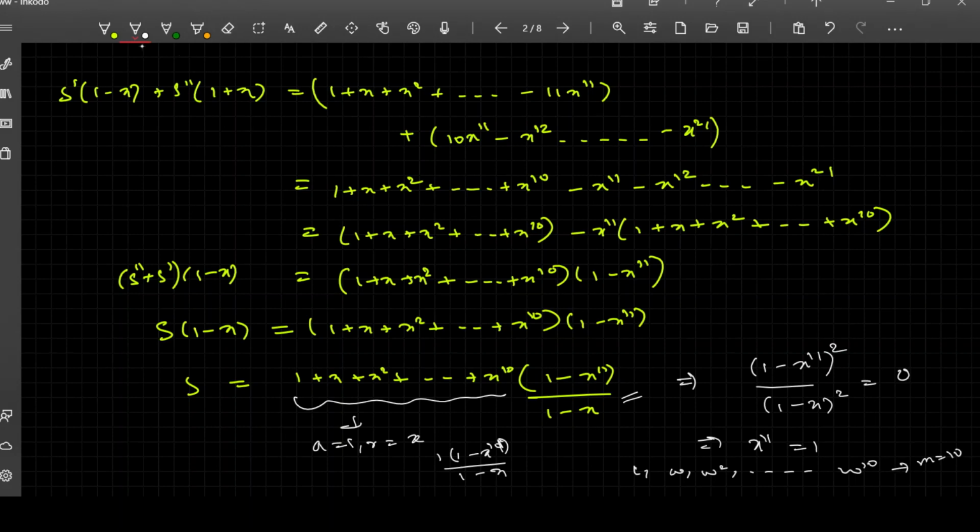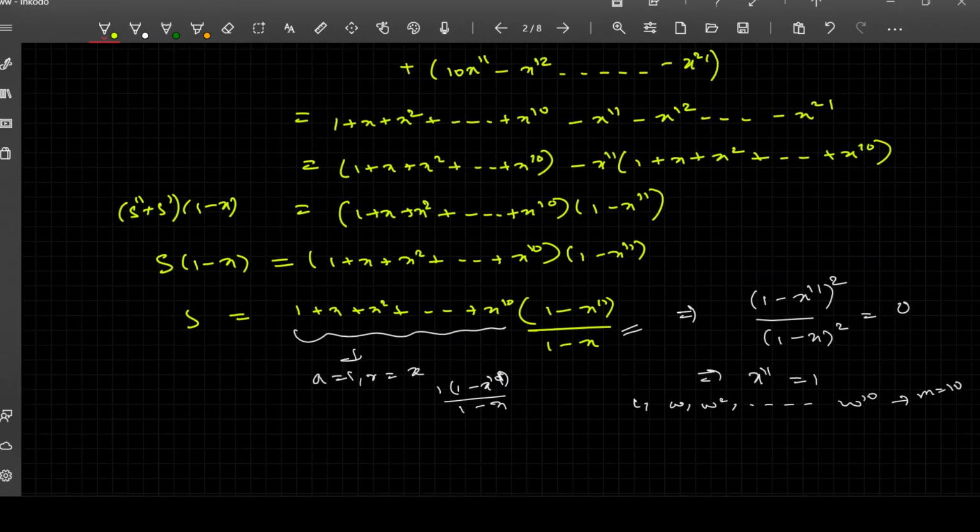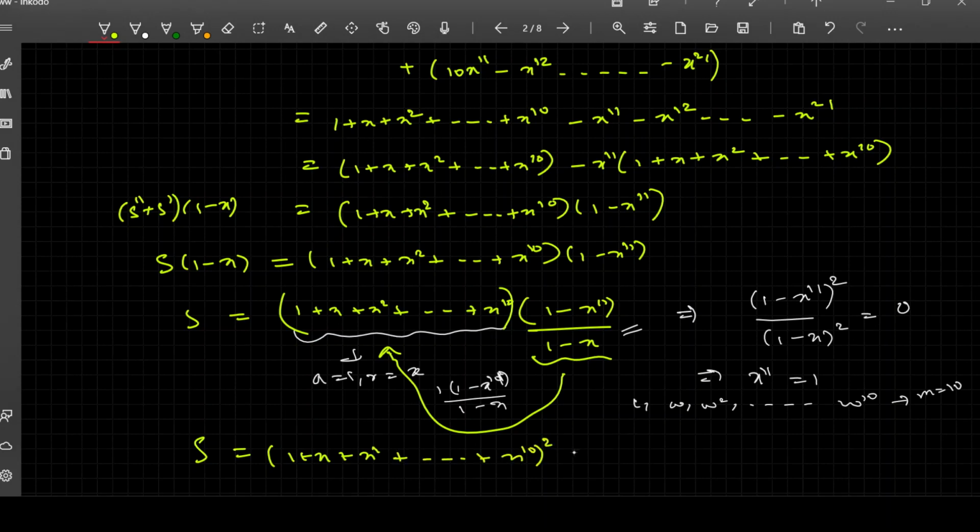And the other way to conclude that this equation has only complex roots is, see, for example, we have (1 minus x^11) by (1 minus x). So this can be written as 1 minus x power. This part actually simplifies to this part. So basically s would be (1 plus x square plus so on till x^10) whole square, and this should be 0.